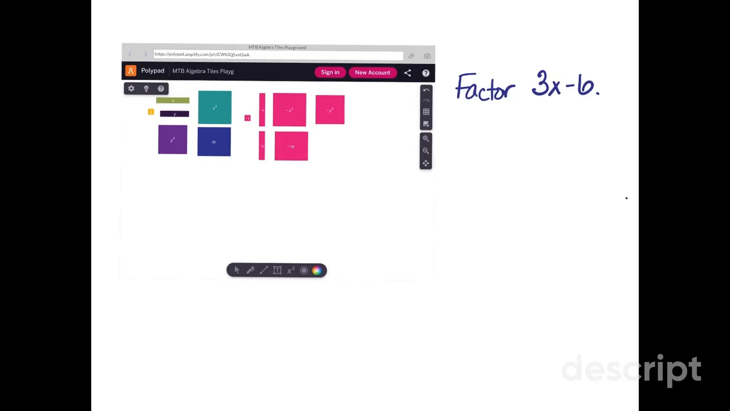I want to factor 3x minus 6. I'm always going to start factoring these by looking for the common factors of the terms. So I need to think about what are the terms. And the terms here are going to be 3x and negative 6.